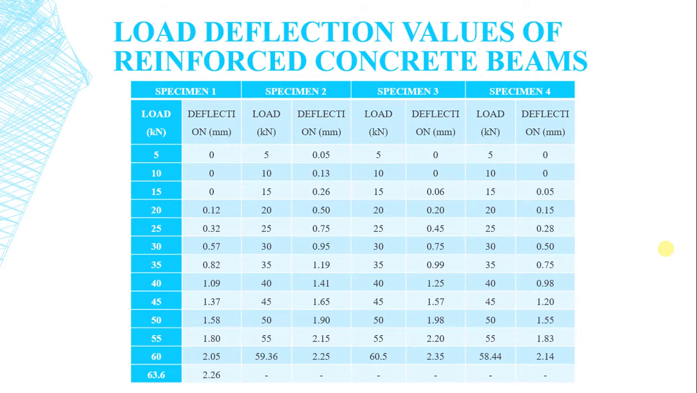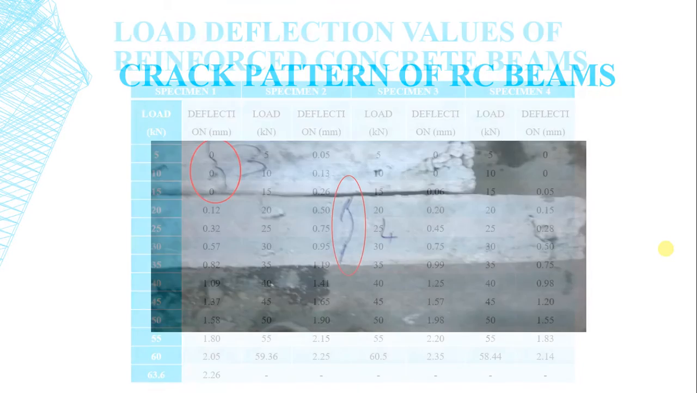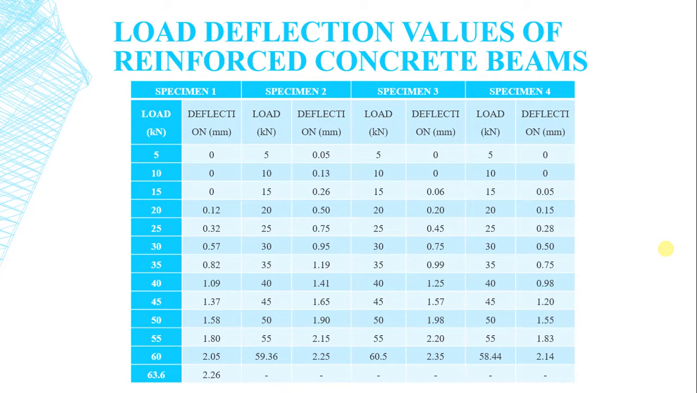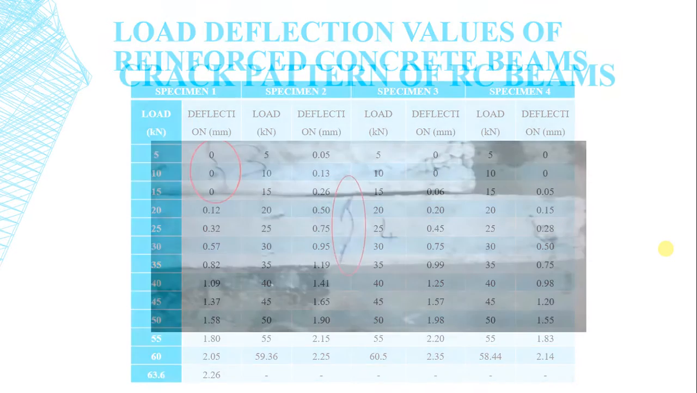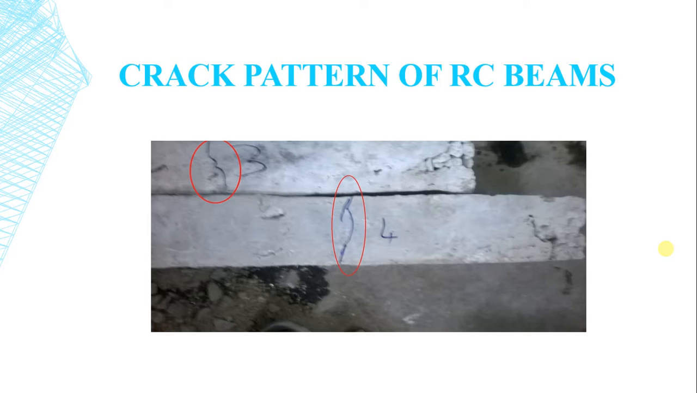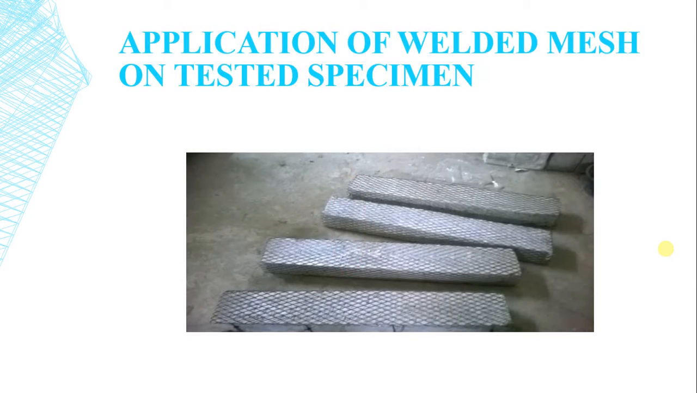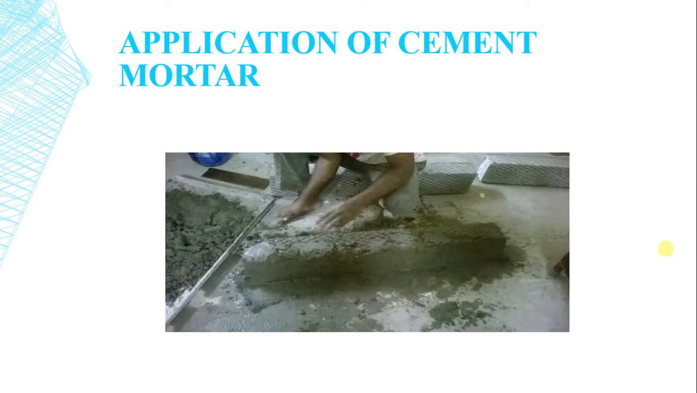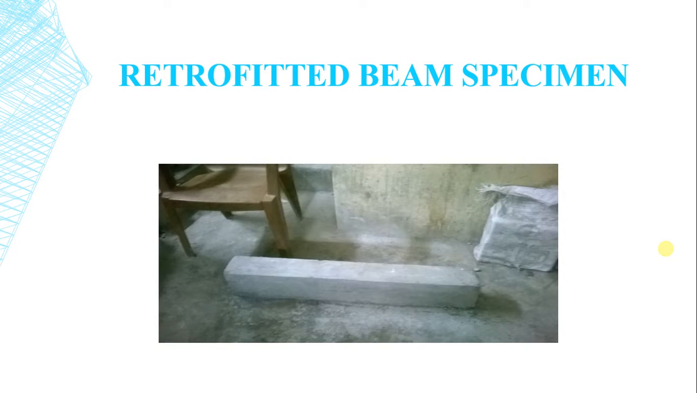The load values of reinforced concrete beams are shown in the figure, which has a total load of 63.6 for specimen 1, load of 60.5 for specimen 3, 59.36 for specimen 2 and 58.44 for specimen 4. The crack pattern of RC beams is shown in the figure. The application of welded mesh after the tested specimen. Application of cement mortar for the tested specimen. Retrofitted beam specimen.